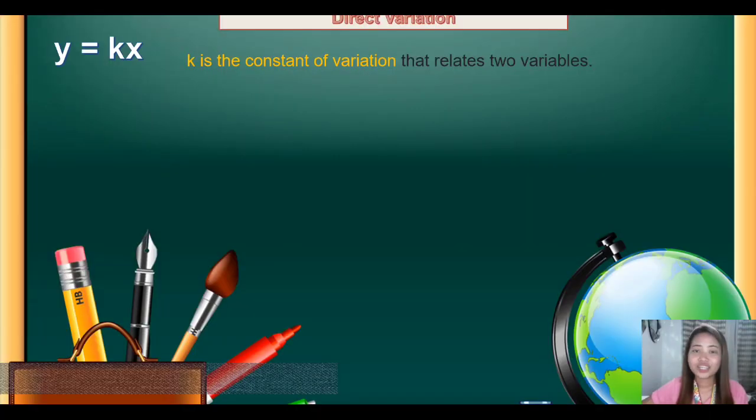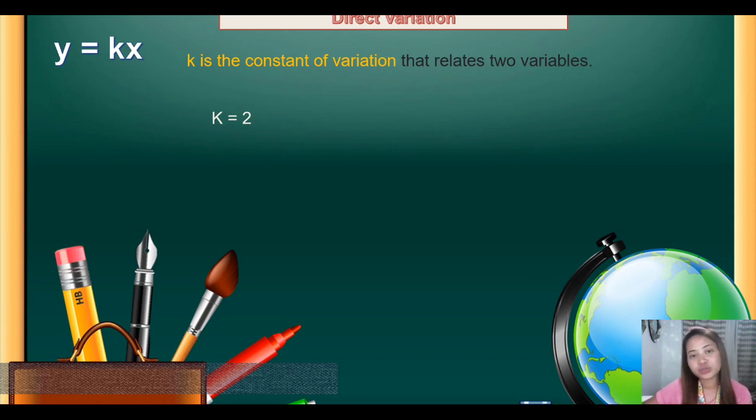So now let us deal with direct variation. As you remember, we have the standard form which is y is equal to kx, wherein k is the constant of variation that relates two variables. Considering we have k is equal to 2, that is our constant of variation.